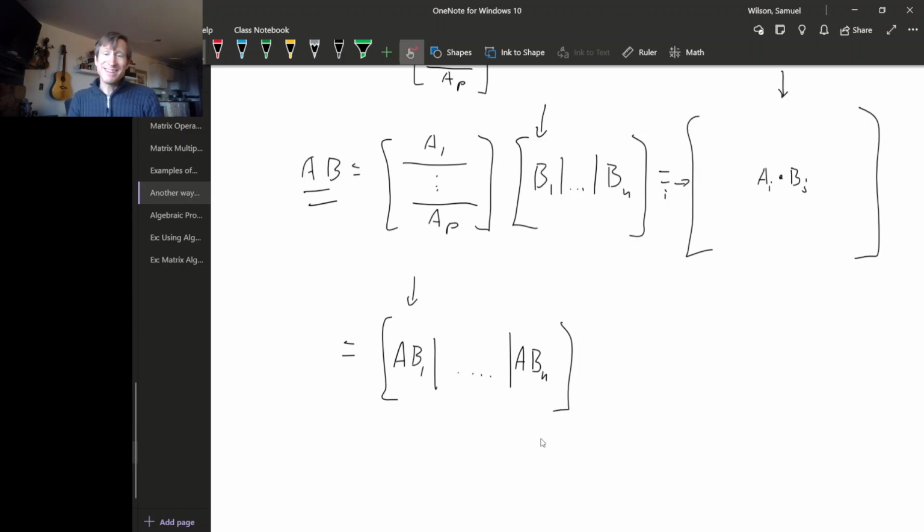So interpreting it this way gives you another perspective on what the matrix product is doing. And in fact, yet another way to interpret this is that each column of the product is just a linear combination of the columns of A using coefficients from B, right? And that we actually maybe see over here.